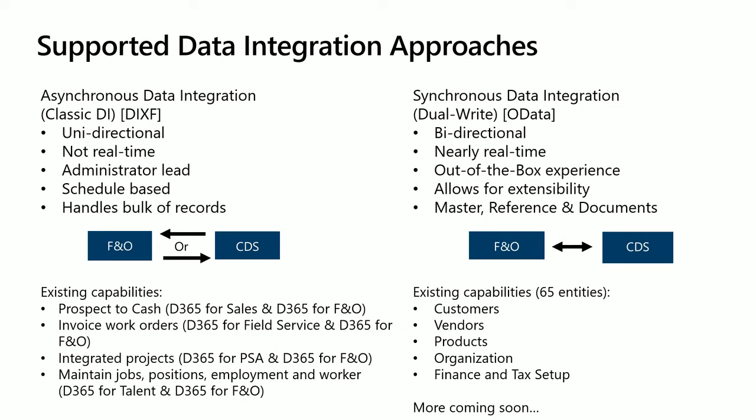That is the platform, but when it comes to business process orchestration, we have a lot of different kinds of data, like master data, reference data, and documents, right? So whichever stories are converging between F&O and CE, whatever entities or data are required behind the scenes, that is what is targeted for dual write. If you are part of the preview program, we have already released 65 entities for preview. That covers customers, vendors, products, organization, and finance and tax setup functionalities. More are coming soon. They are work in progress at this point.